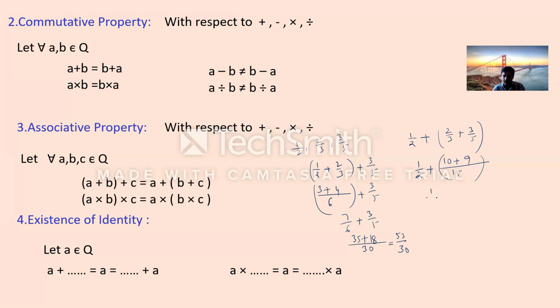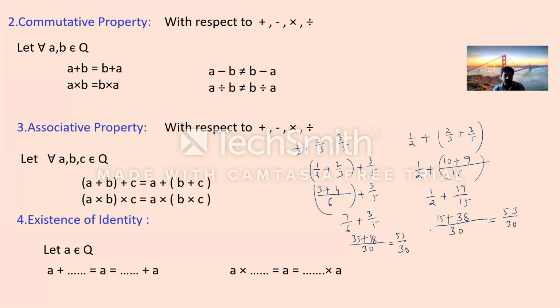Now 1 by 2 plus 19 by 15. The LCM of 2 and 15 is 30. Now 2 into 15 will give you 30. So 15 1s are 15, plus 15 into 2 is 30. So 2 19s are 38. Now 15 plus 38 is 53 by 30. So LHS and RHS both we are getting the same result.